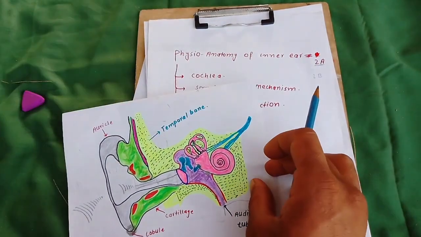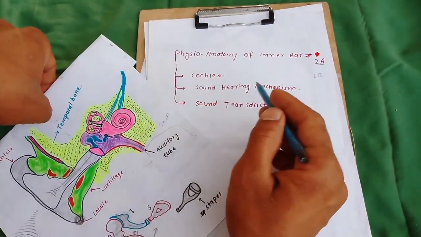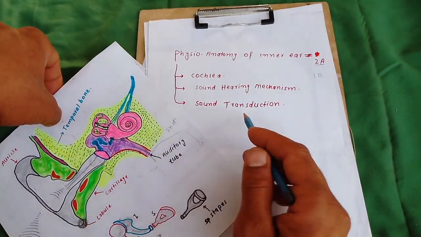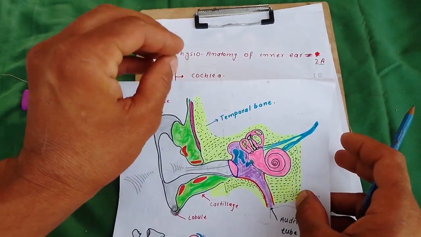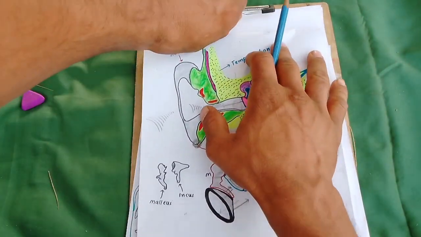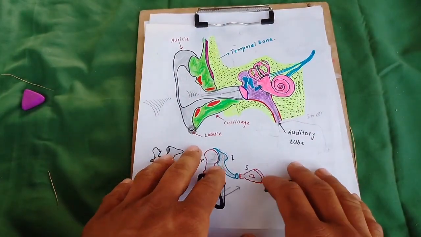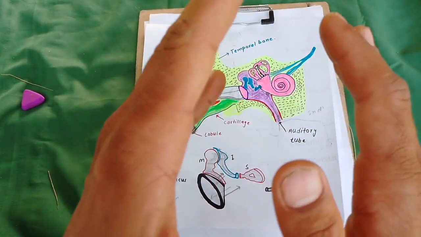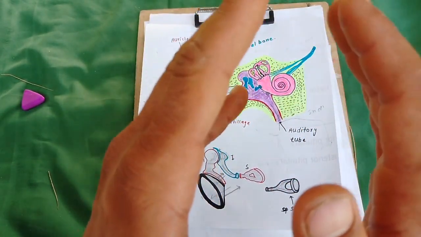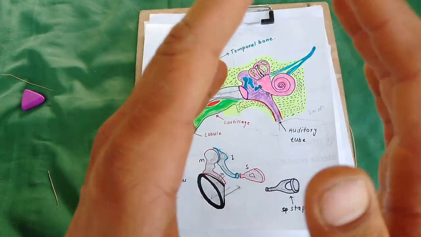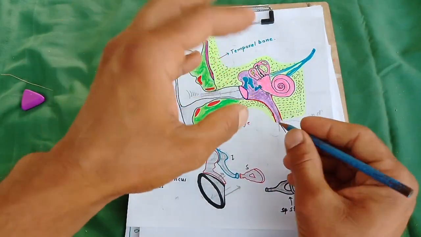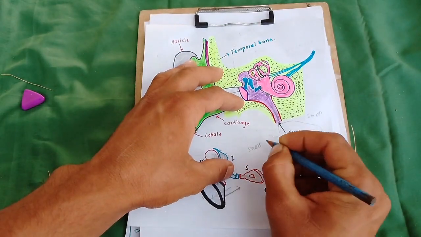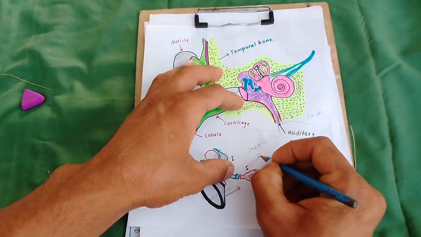So what is the cochlea? Sound hearing mechanism, sound transduction. First of all, the anatomy of the cochlea. The cochlea is the part of the inner ear which is shaped like a snail shell.